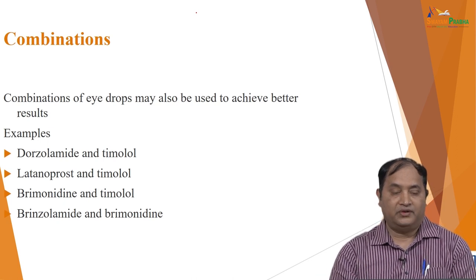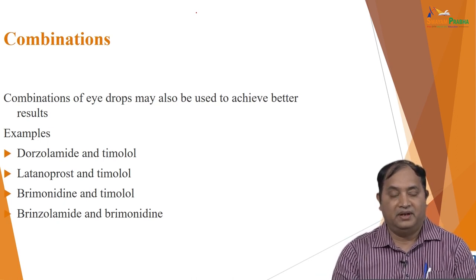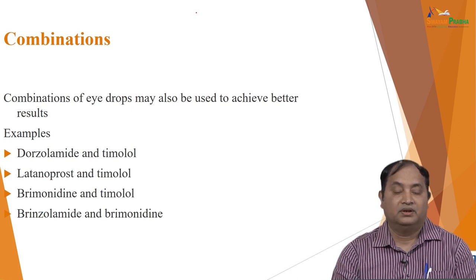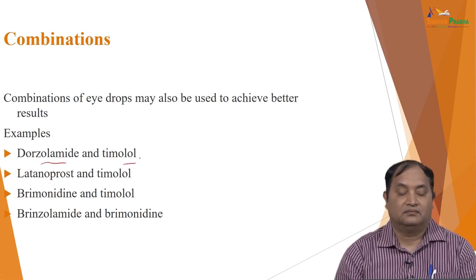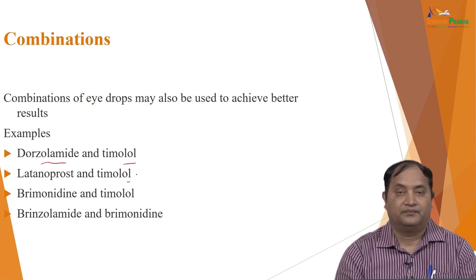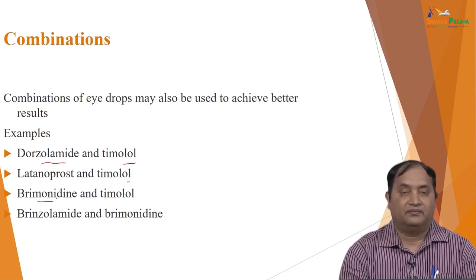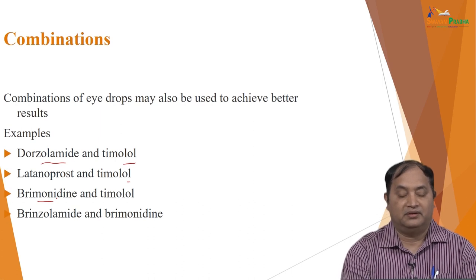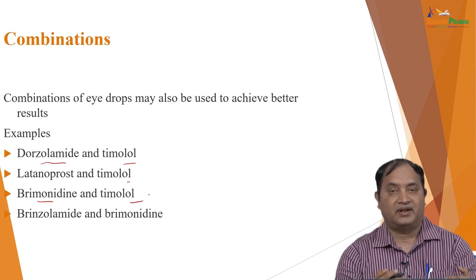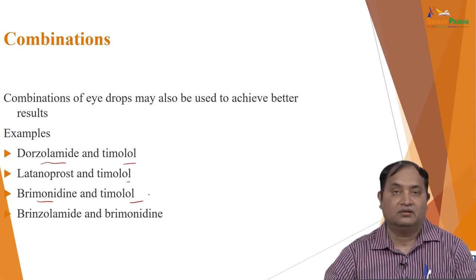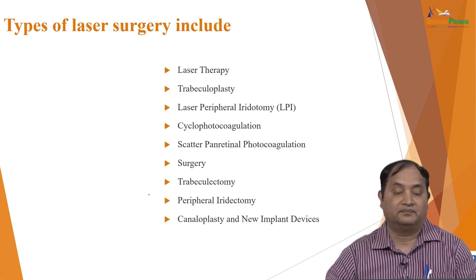Now, what is the role of combination? Combination means a combination of eye drops may also be used to achieve better results. For example, you give dorzolamide with timolol, latanoprost with timolol, or any carbonic anhydrase inhibitor with beta blockers. Some of the studies show better efficacy with combination than with treatment alone.